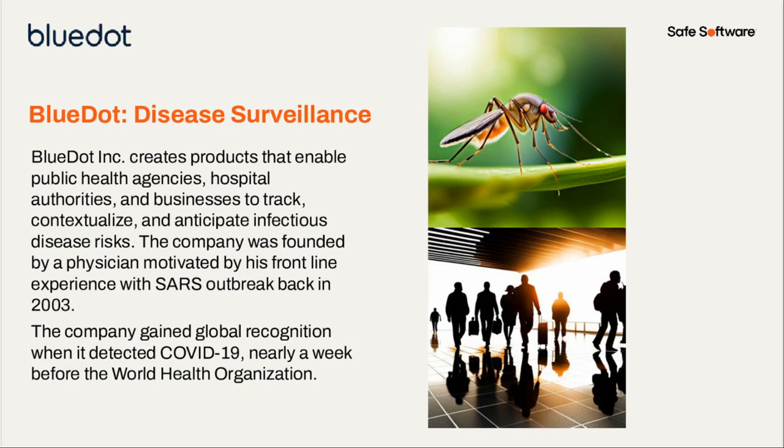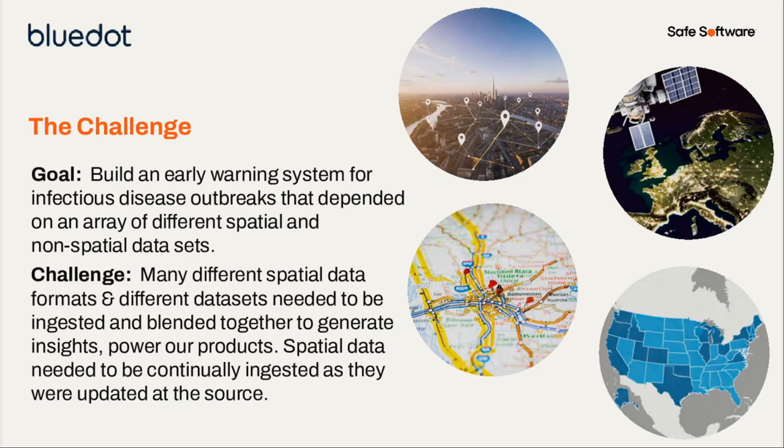Actually 7 days before the World Health Organization announced the emergence of COVID-19, Blue Dot had already sent out the first warning. Blue Dot's mission is to locate and monitor the spread of infectious diseases, and long before COVID-19 even appeared on the map, they were already helping governments and organizations around the world to predict outbreaks and inform actions. Their mission is to create an early warning system for infectious disease outbreaks, and to do that, they use both spatial and non-spatial data.